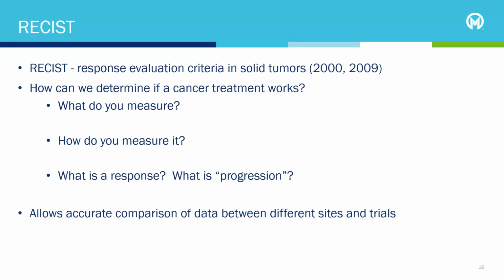Next topic was asking about RECIST, some questions about what it is and why we use it or why we don't use it sometimes. RECIST is an acronym that stands for Response Evaluation Criteria in Solid Tumors. And these are basically guidelines, a set of rules and recommendations for how to conduct imaging in clinical trials. They were first published in 2000 and then revised in 2009.